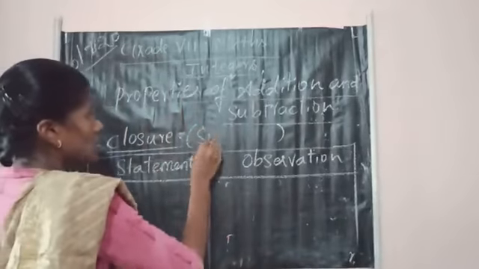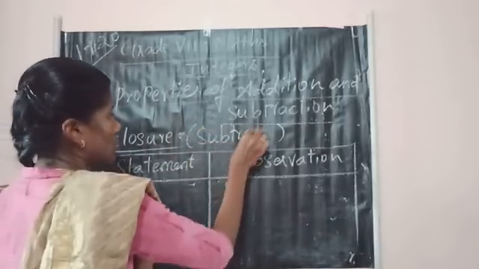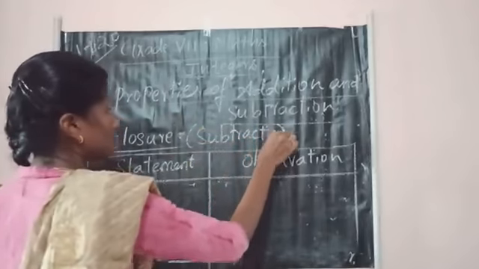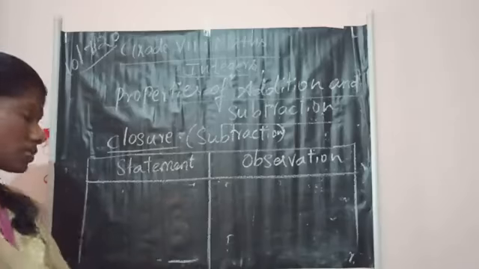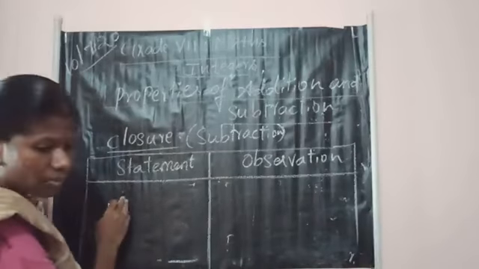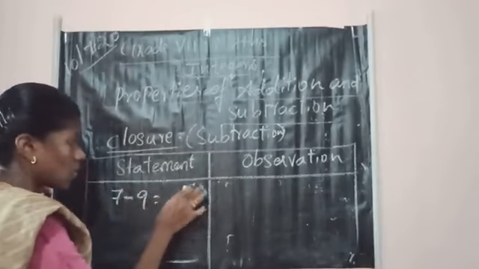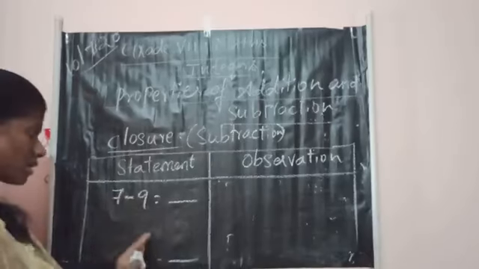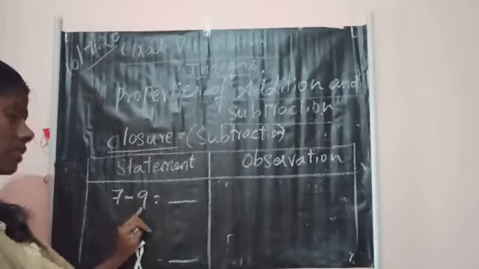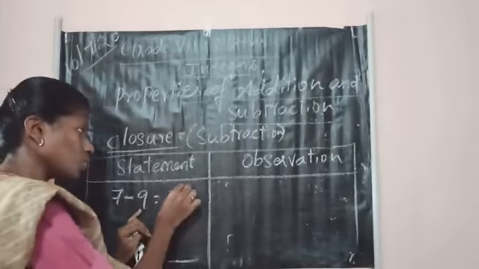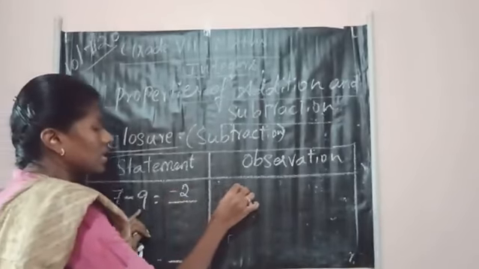So I am going to teach subtraction. You have to subtract. The first statement they have given is 7 minus 9. Now you have to subtract these two integers. What is 7 minus 9? That is minus 2. So the result is an integer.